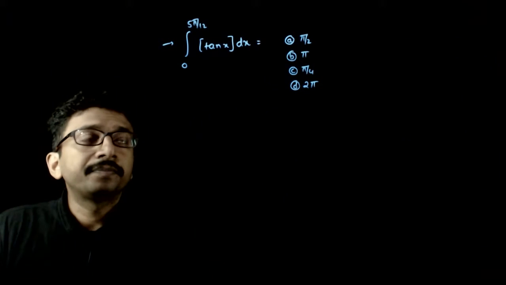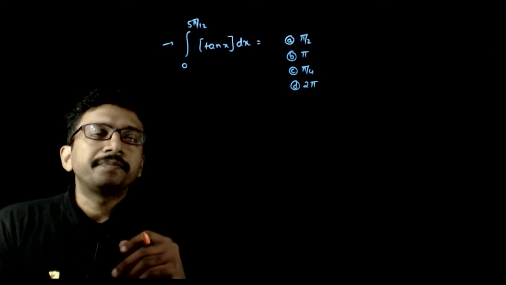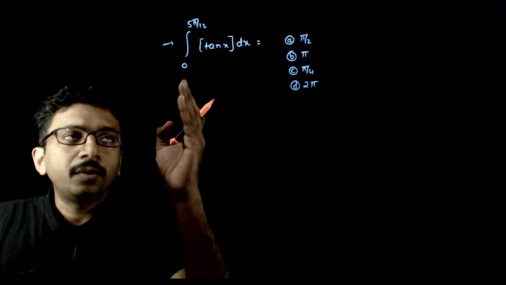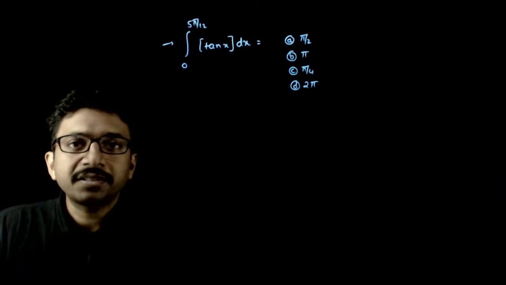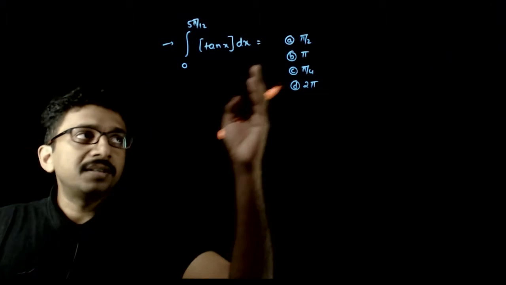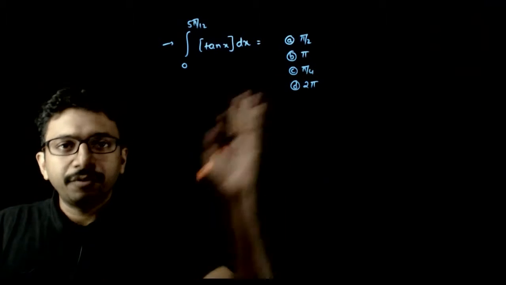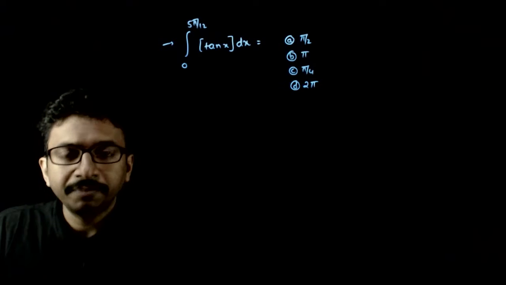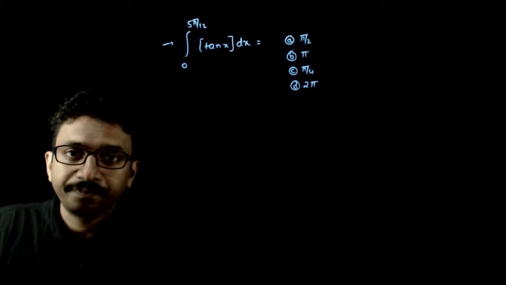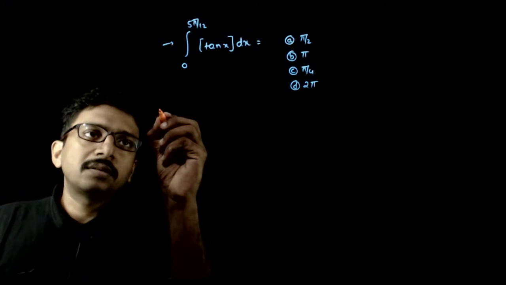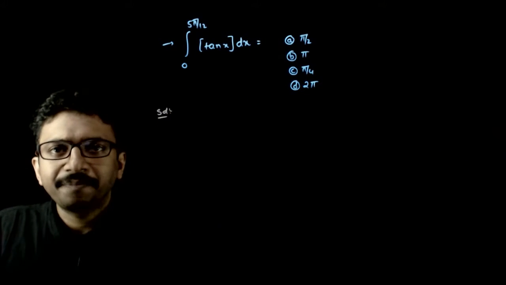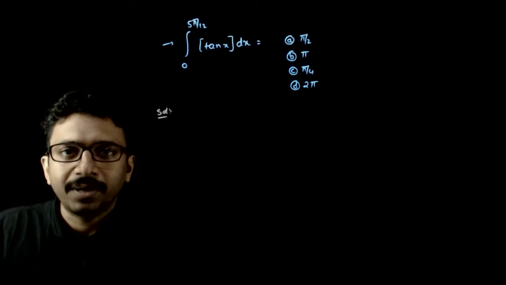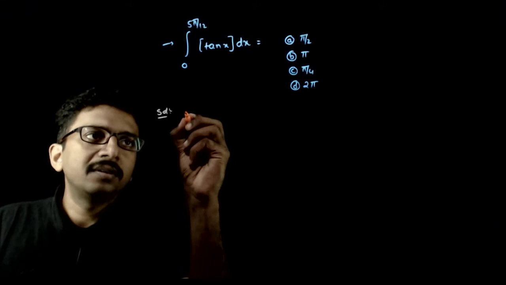So, welcome students. In this question, we are asked to integrate, from 0 to 5π/12, the integer part of tan x dx. The options are π/2, π/4 and 2π. These are the four options that you have. This is obviously a question involving integer part. So, an integral involving integer part. How do we do this?